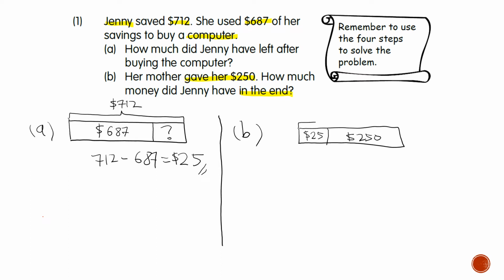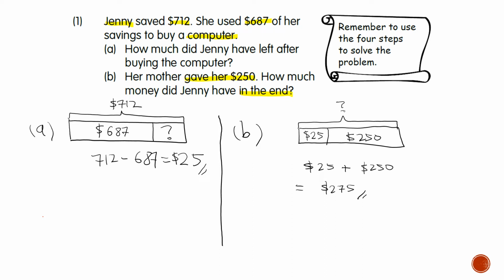Okay, so how much did she have in the end? There's a question mark over here. And all you have to do is add the two numbers together, and you should get $275. Okay, so now we come to the part where we have to look back and interpret.